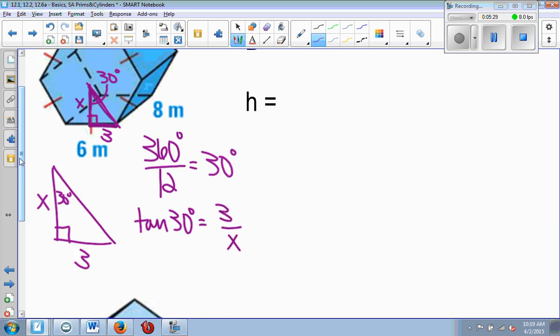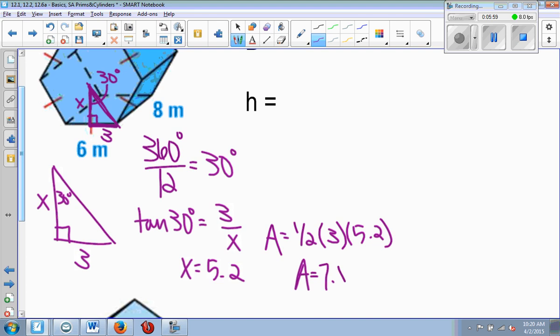In order to figure out x, you're going to do division, and I end up with an x value of 5.2. So what I need to do then is find the area of this little triangle. That area is found by doing 1/2 times base times height. Doing that calculation gives me an area of 7.8. That is only the area of this little triangle.